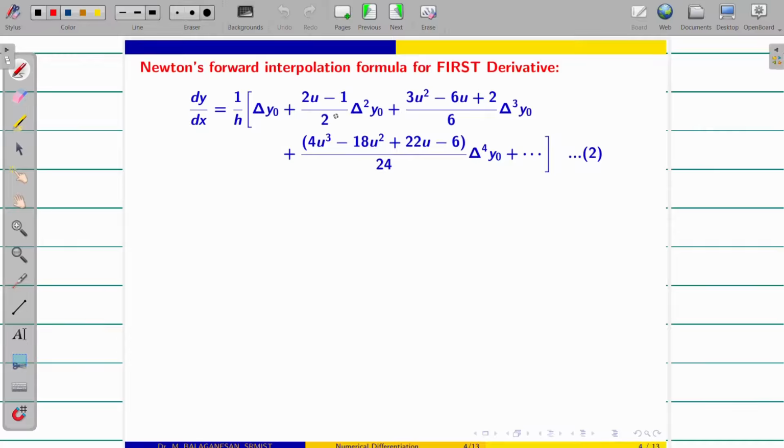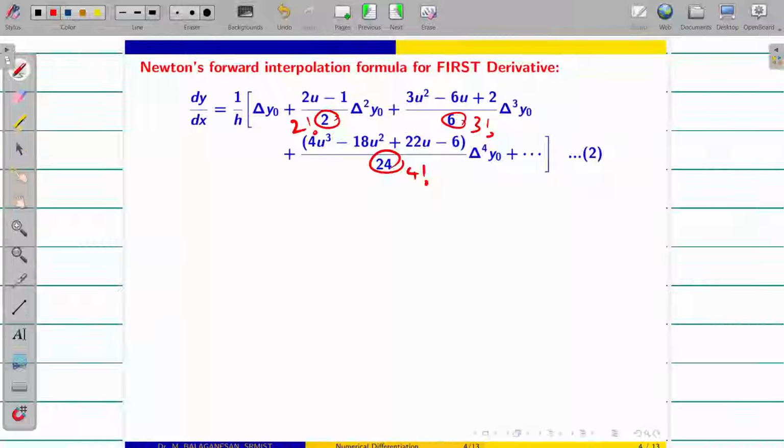So instead of writing like this, 2, 6, 24, for simplicity we can write this as 2 factorial, 3 factorial, 4 factorial. You can keep the same as in the Newton's forward interpolation formula. In some other books, they have written 2 factorial is 2, 3 factorial is 1 into 2 into 3, 4 factorial is 1 into 2 into 3 into 4, which gives 24. Instead of writing like that, it's simpler to write the factorial itself, because we are going to calculate everything using a calculator. So no need to bother about that.